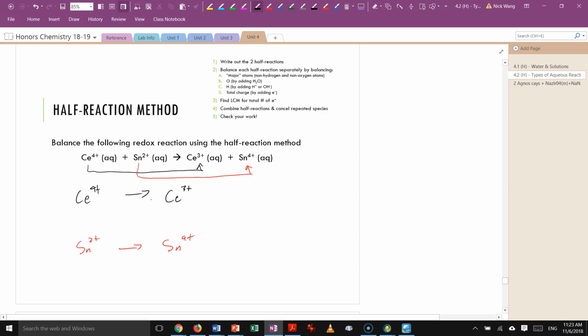Well, again, right now we don't have any O's and H's, so those parts we can disregard for now. But we do need to figure out total charge. So the total charge here on the left side is +4. On the right side it is +3. So now we've got to figure out what side we add electrons to reflect the change that would go from 4+ to 3+. Well, going from 4+ to 3+, the charge seems to have gone less positive, right? It goes from 4 to 3.